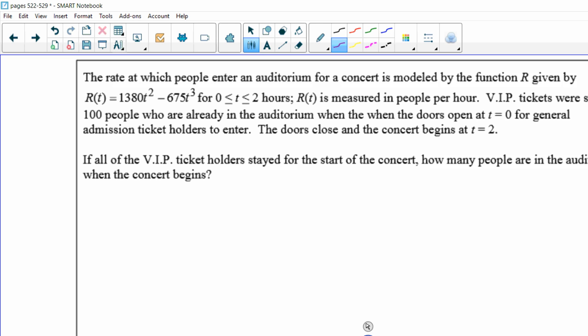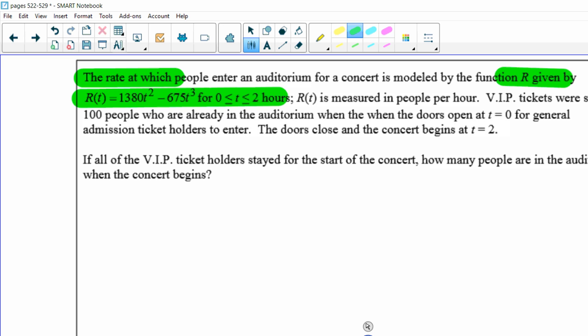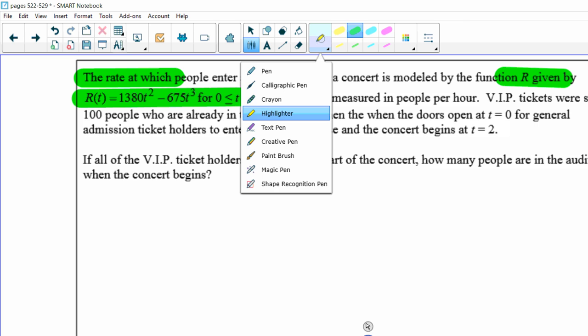The rate at which people enter an auditorium for a concert is modeled by the function R. Now you pay attention right there. Do you notice that here it says rate is modeled by R? It's not R of t, it's R prime, it's R. That's the rate in this case. This is the rate at which people enter that auditorium for the concert for 2 hours, from time 0 to time 2 hours. And R of t is measured in people per hour.